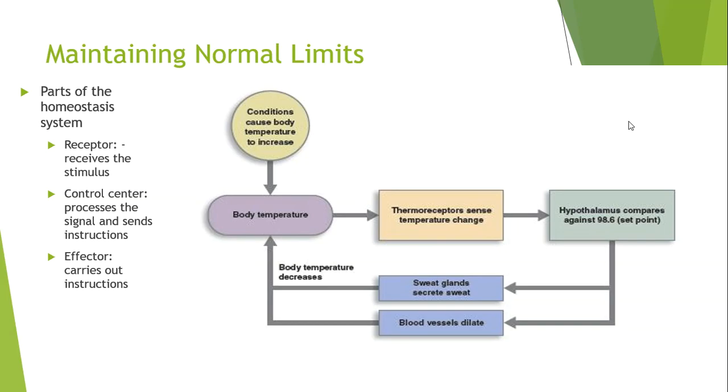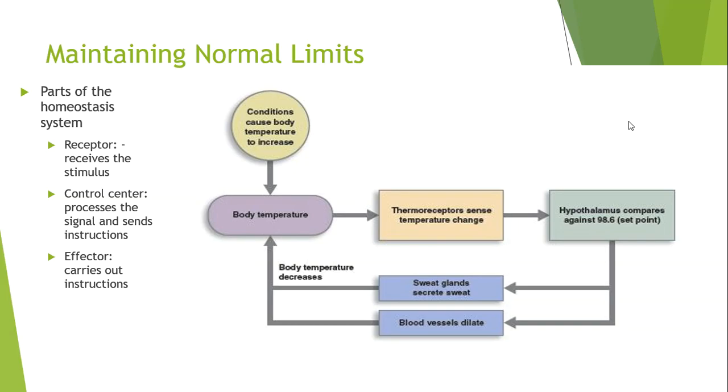Again, you can see a graphic here that causes some physiological changes in response to a stimulus. You'll have three parts of the homeostatic system. Usually you have a receptor, which is going to receive your stimulus, whatever that may be, the control center that's going to process that signal and send the instructions to an effector that's actually going to carry out those instructions. So the example I have over here to the right is conditions that will cause your body temperature to rise. The stimulus would be changes in body temperature. Your receptor is going to be thermoreceptors that are somewhere in the body.